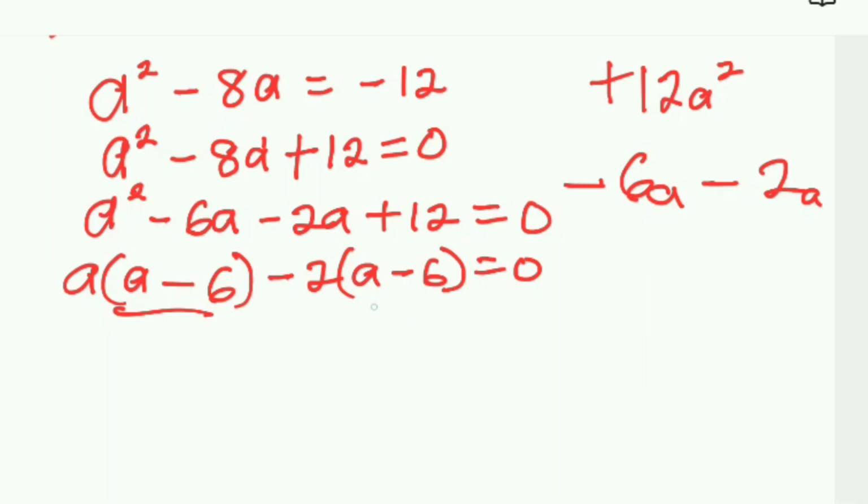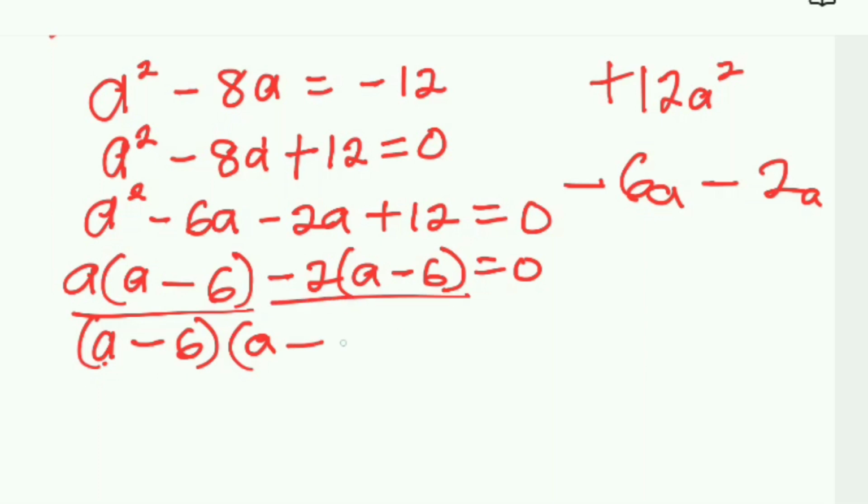This factor in the bracket must be the same as what you have here. If they're not the same, that tells you that something is wrong somewhere. And so pick the common factor, a minus 6. a minus 6 into all of this, you have a left. a minus 6 into all of this, we have minus 2 outside, then equate it to 0. At this point, we say that a minus 6 times a minus 2 equals 0.